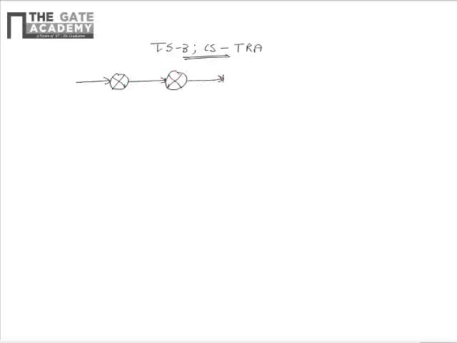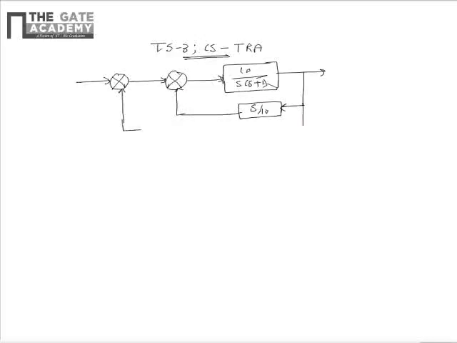The control system contains a forward path system of transfer function 10 divided by s into s plus 1, and it has mainly two feedback paths. The feedback path 1 has a transfer function of s divided by 10, and the feedback path 2 has a unit transfer function of 1. It means that the feedback path 2 is a unity negative feedback. We need to find the instant at which the second undershoot occurs.